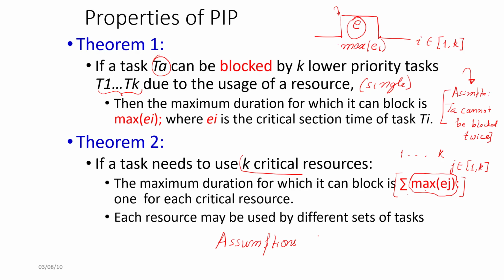So the key point is that I can get delayed once because the resource itself is non-preemptible, but I cannot get delayed twice. Right? Delayed in a sense, delayed with priority inversion. So keep these assumptions in mind. That will help you understand both theorem 1 and theorem 2 quite easily.